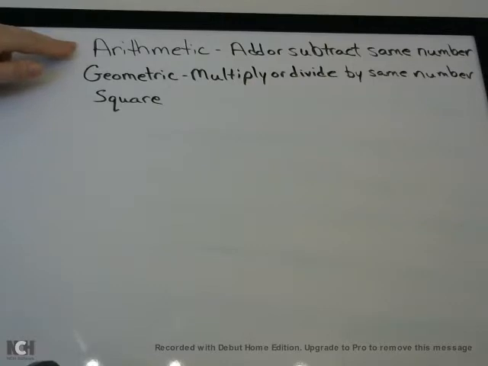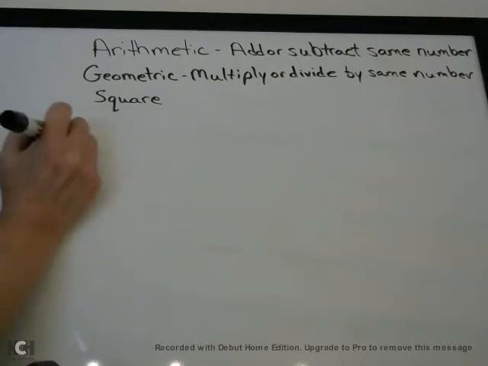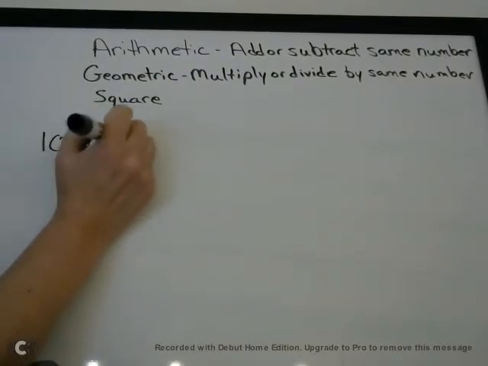One's called arithmetic, and that's where you add or subtract the same number to each item in the sequence. And then there's geometric, where you multiply or divide by the same number. I'm also going to show you a special case of square, and then we're going to talk about patterns. So we'll get started by showing a possible problem here.